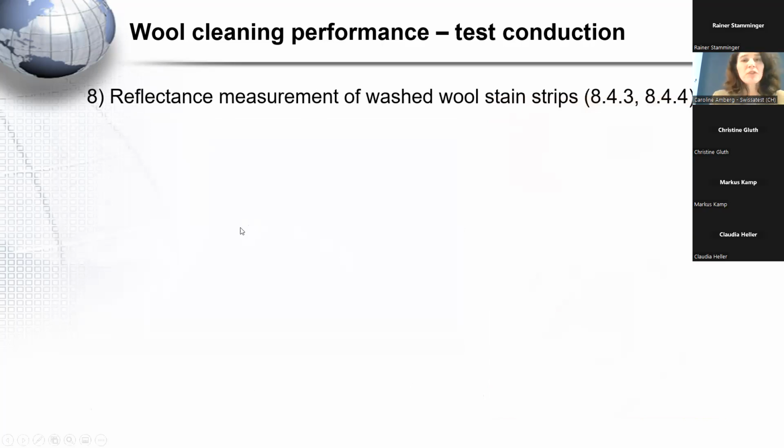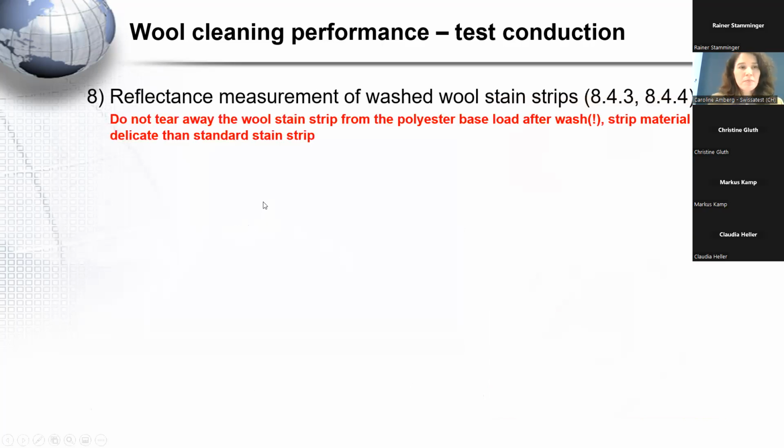And the reflectance measurement of the washed wool stain strip. Here, an important information: you should not tear away the wool stain strip from the polyester base load after wash, because the strip material is more delicate than the standard stain strip. We did that, and then it just tore. So you have to remove it with scissors or a cutting tool.